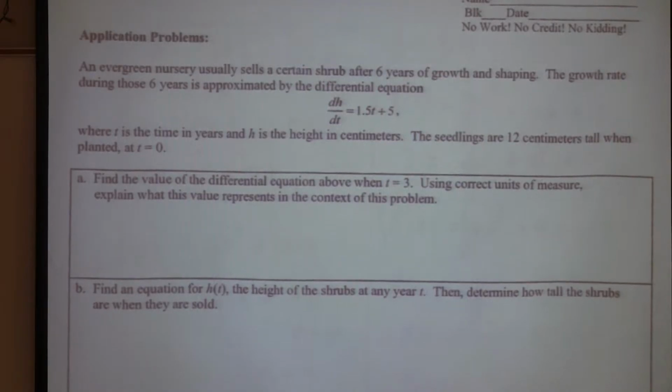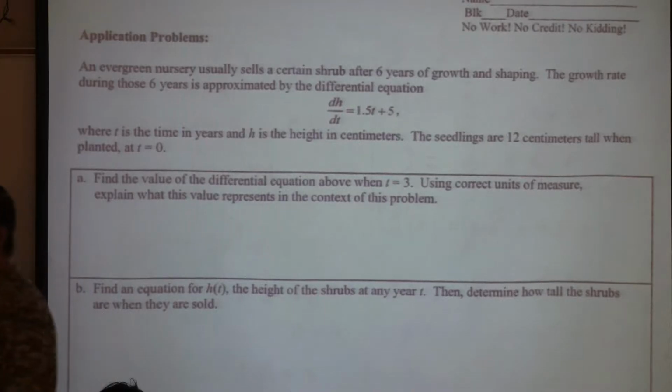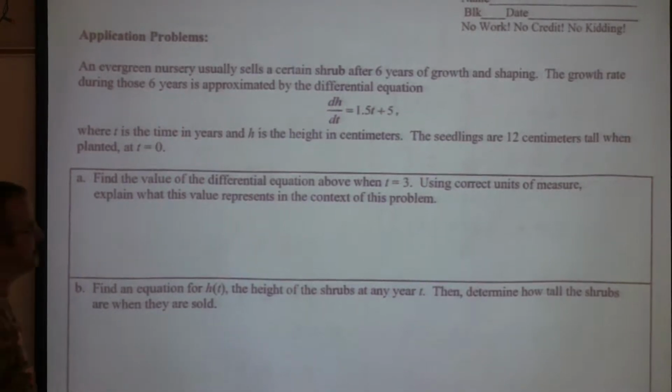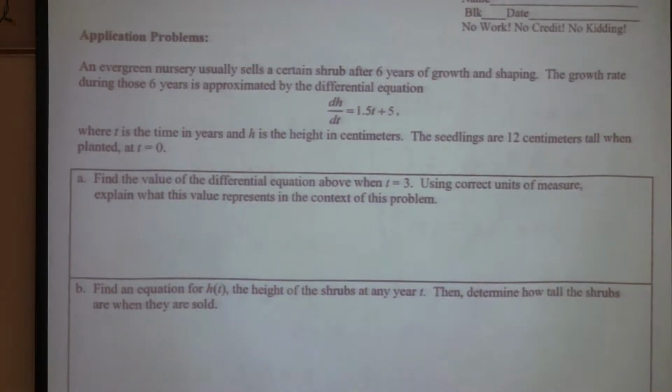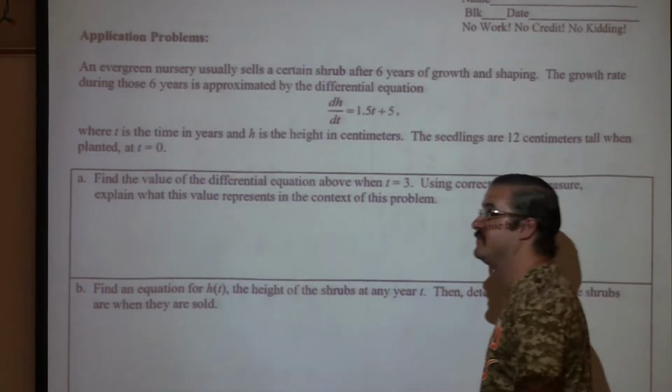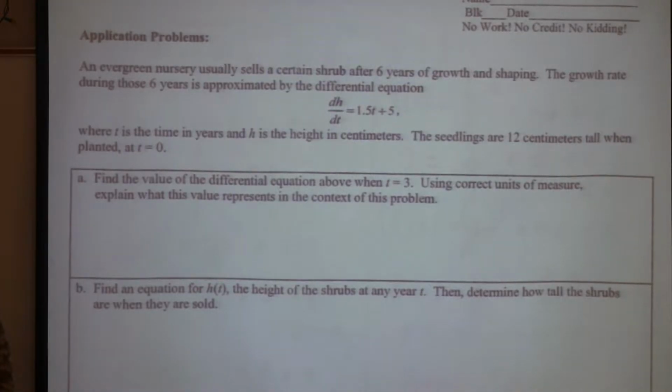Okay, great. So this equation represents H, or H prime, or H double prime? What does it represent? H prime, right? It's a rate of change. So what is this rate describing? The rate at which the shrub grows, the height of the shrub is increasing.